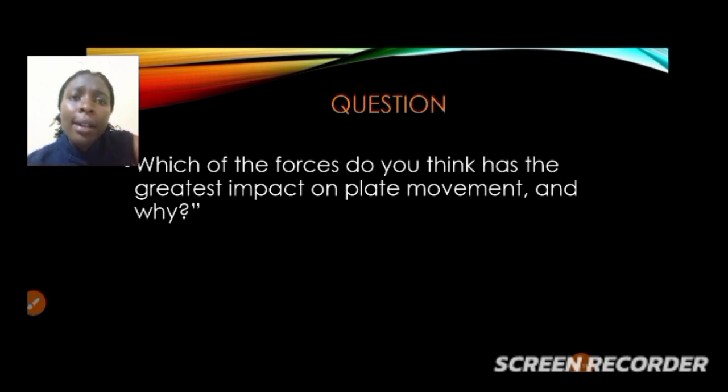Okay, a question on that. Which of the forces do you think has the greatest impact in plate movement and why? I need someone to answer. Which of the forces do you think has the greatest impact on plate movement and why?